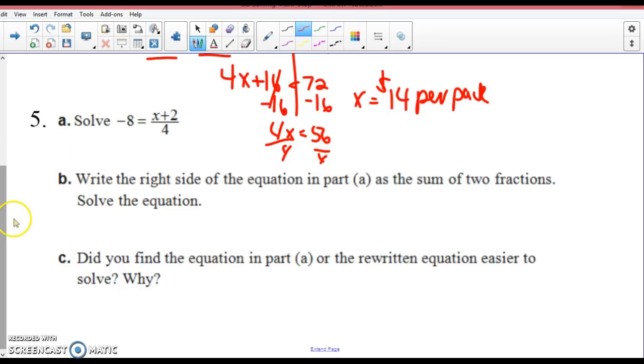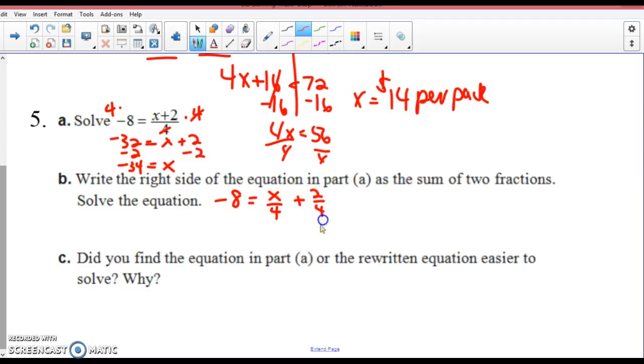Part A, solve this. Well, again, the 4 is the furthest from the variable, so I'm going to multiply both sides by 4. So this is going to be negative 32 equals x plus 2. Subtract 2 from both sides, and I get x is negative 34. Now, write the right side of the equation in part A as the sum of two fractions. So, if I rewrite this as negative 8 equals x divided by 4 plus 2 fourths, which would be 1/2. That's how you break this original side out.